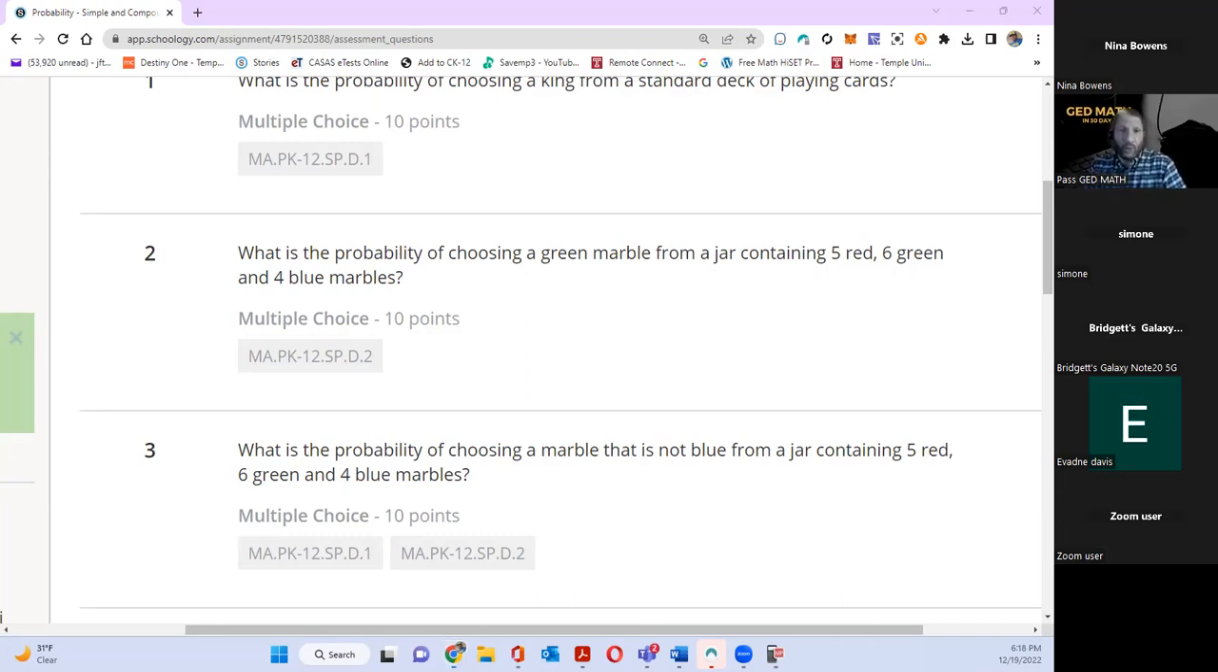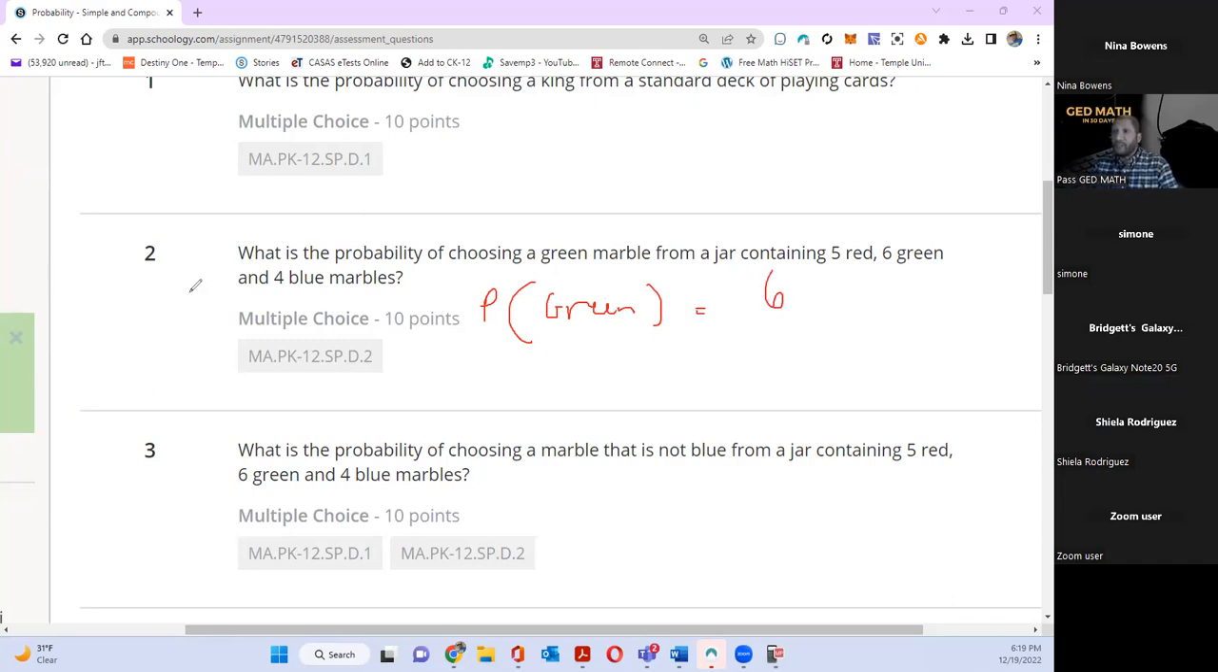The second thing we're going to want to do is identify the selected outcome. So come on, Mr. Tinsley, what do you mean by selected outcomes? If I want to know the probability of selecting a green, I need to know how many green there are. That's what I mean by the selected outcomes. Whatever probability they're asking you for is the selected outcome. So for here, how many green do I have? There's 6.